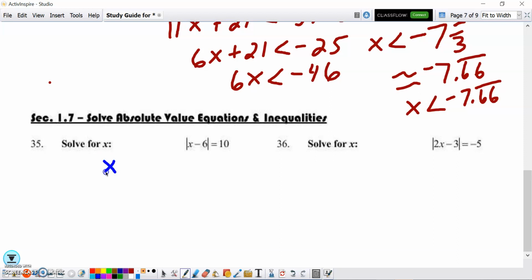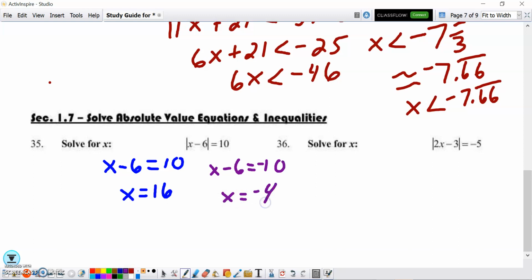So we're going to rewrite this as x minus 6 equals 10. And we're going to write it as x minus 6 equals negative 10. All right, solve both of them. So add 6, we get 16. Add 6 on the other one, and we end up with negative 4. All right, now check your answer.